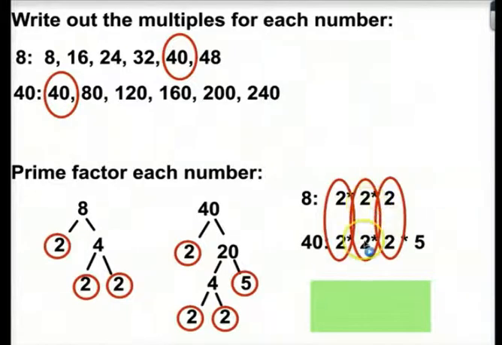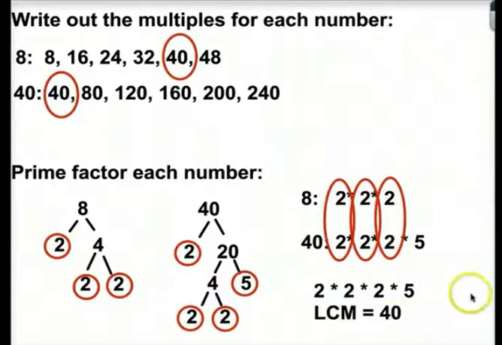8 and 40 also share another 2. I'm only going to count it one time. And 8 and 40 share another 2, but I'm only going to count that as another 2. So when I multiply my factors together, I have 2 times 2 times 2 times 5. When I multiply these together, the least common multiple is 40.